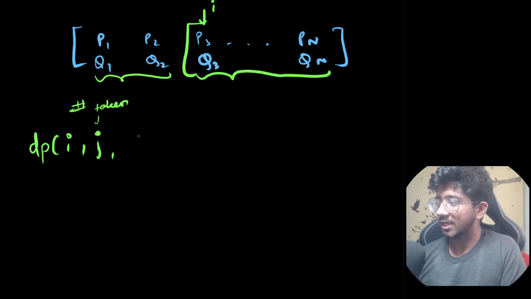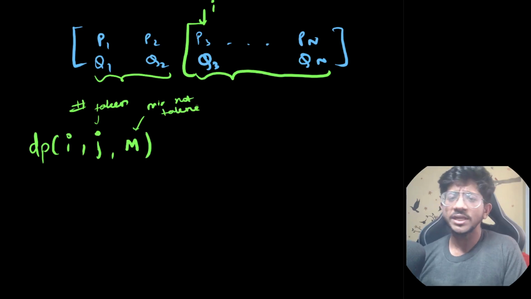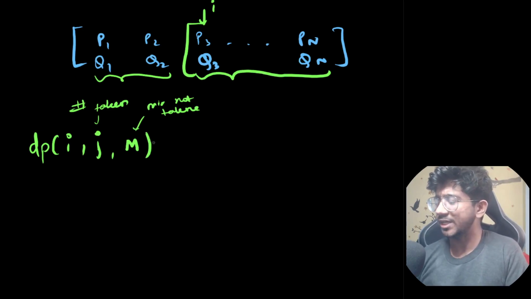And the minimum not taken is going to be over here. Let's keep it as m, minimum not taken. So initially we have no items not taken, so it can be kept as something like an infinity, right?